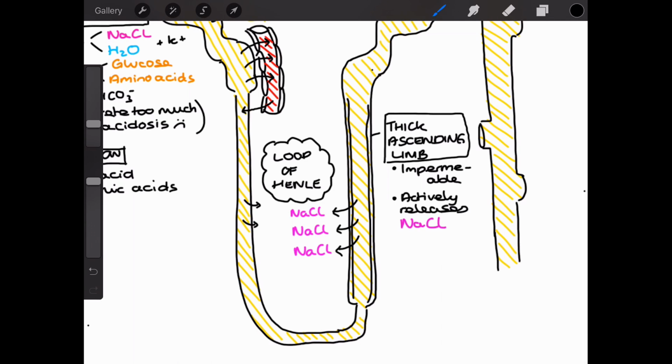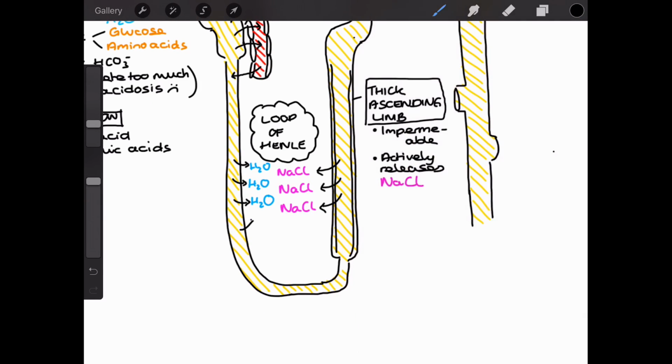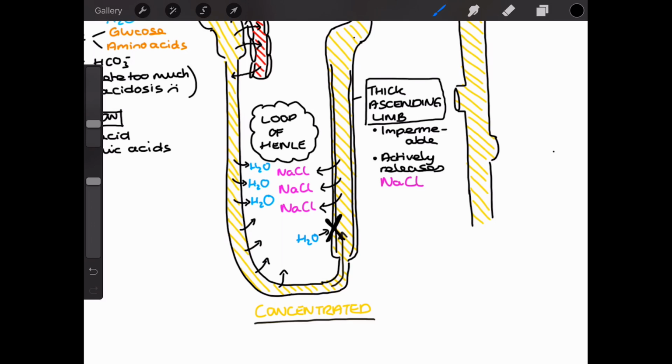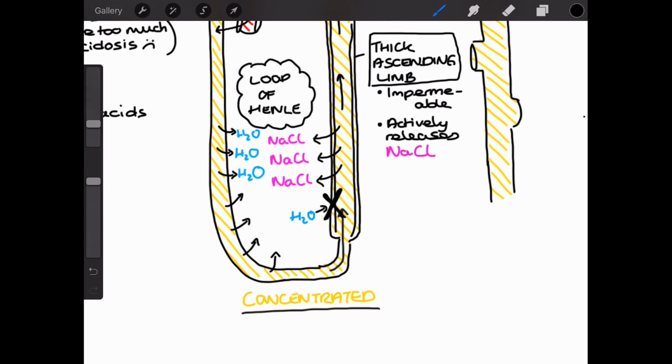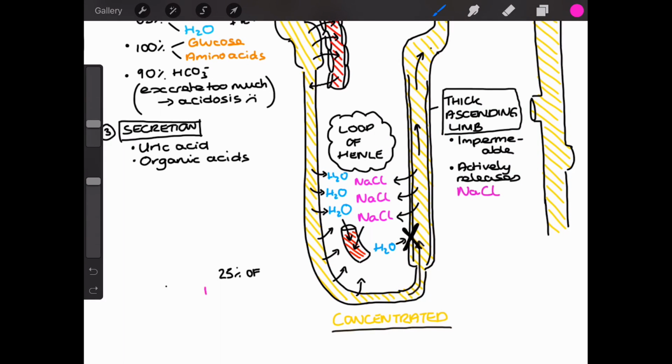This means that the water potential is lower here, and so the H2O that's passing in the descending limb leaves the descending limb and enters the interstitial fluid down its concentration gradient by osmosis. This means that at the bottom of the limb, the filtrate is really concentrated. So when that passes into the thick ascending limb, you'd expect the H2O to try and go in by osmosis. But that's the genius of it, because this wall is impermeable to water. And as a result, we get this really concentrated fluid continuing in the nephron. The H2O and NaCl that pass into the interstitial fluid is reabsorbed into the blood. This makes up 25% of the NaCl and H2O that was lost in the filtrate.